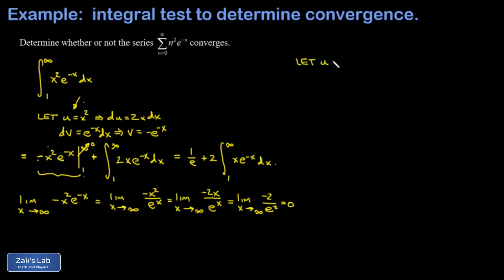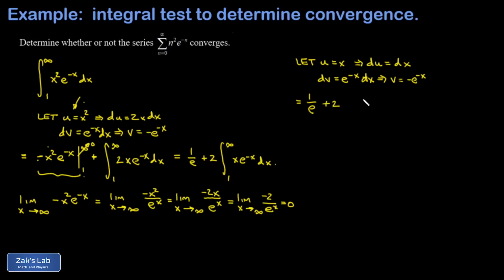And I'm going to let u equal x this time. That means du is equal to dx. dv is the rest of the integral, which was the e to the negative x dx, which means v is negative e to the negative x. Now don't forget to copy down that 1 over e. That was a spectator here.